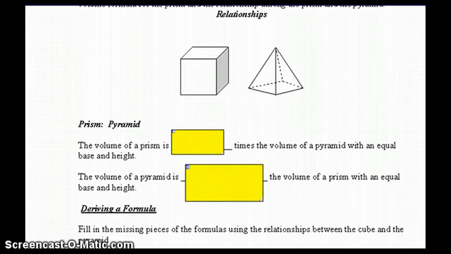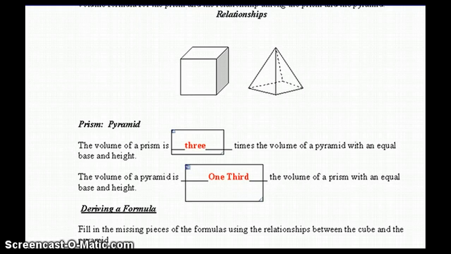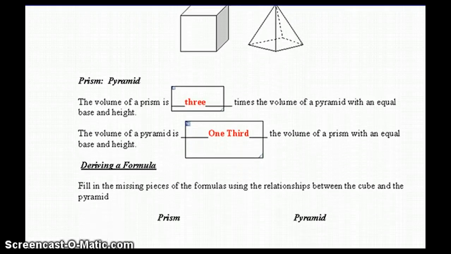So if we're comparing a prism to a pyramid, the volume of a prism is 3 times the volume of a pyramid with an equal base and height. That means that the volume of a pyramid is 1/3 the volume of a prism with an equal base and height. So now we're going to fill in the missing pieces of the formula using the relationships between the cube and the pyramid.